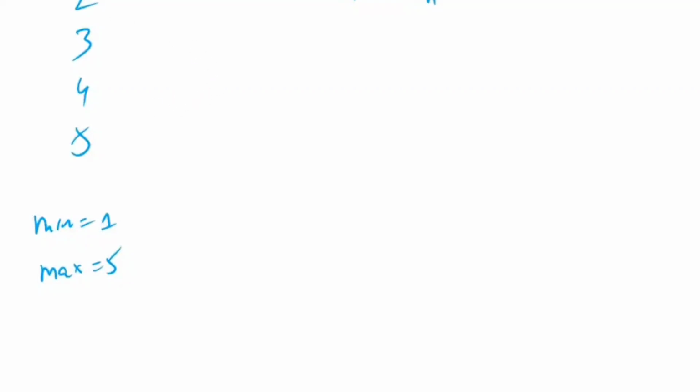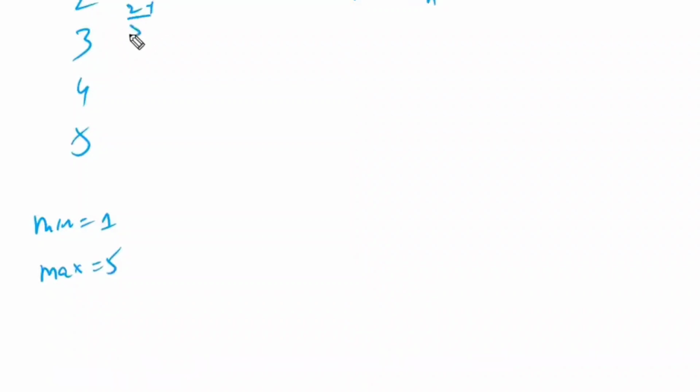So now the first value: 1 minus the minimum value, which is 1, so 1 minus 1, divided by the maximum value minus the minimum value, 5 minus 1. That is nothing but 0 by 4, which is 0. So this is the original x and this is after conversion. After conversion with MinMaxScaler, this is the x value.